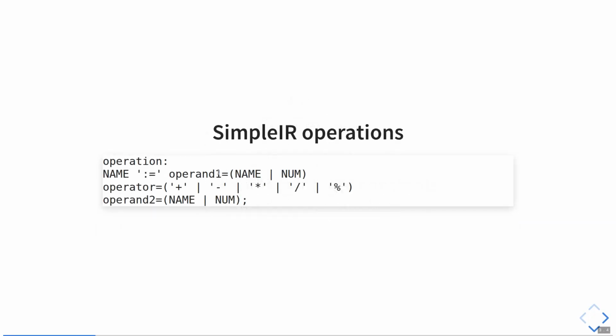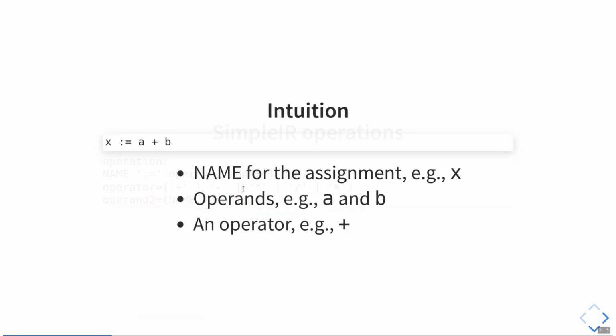Every simple IR expression has the following form. So an operation consists of some kind of name, followed by the terminal, the literal := sign. Then a first operand, which is either a name or a number. And then an operator, which is one of these terminals: plus, minus, asterisk, divide, or modulo. And then a second operand, which is again either a name or a number.